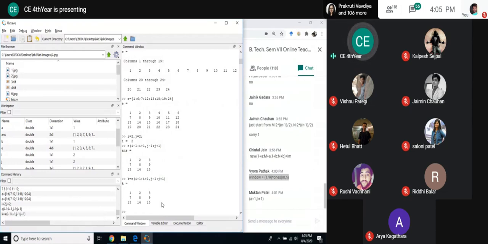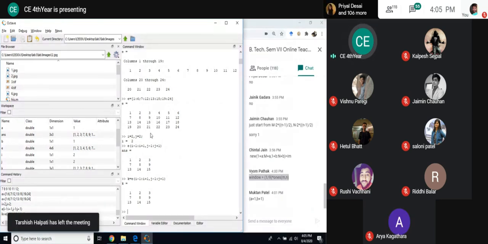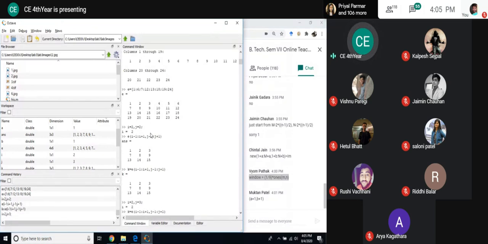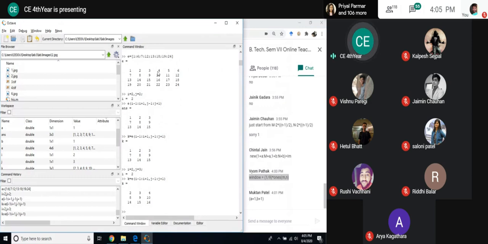Now if I change my i, j to second row, third column, 2, 3, and then change my j to 3, 2, 3, and run the same command, yes, definitely it is working. Of course, it will work, right? So this is how it is going to work.